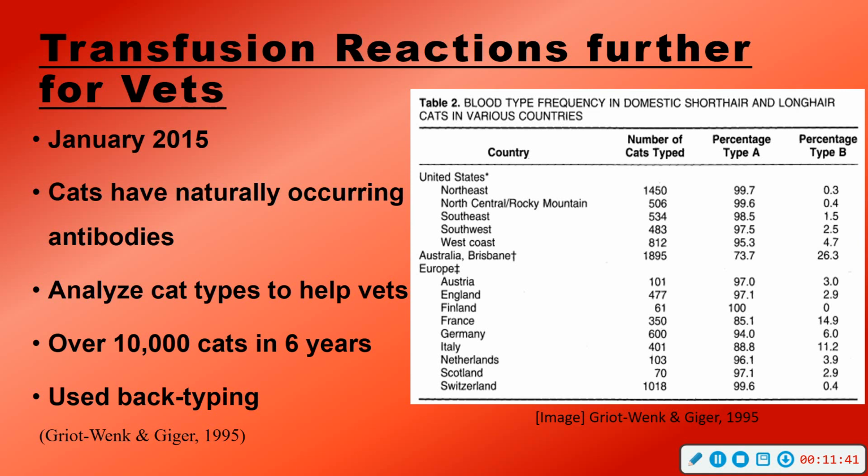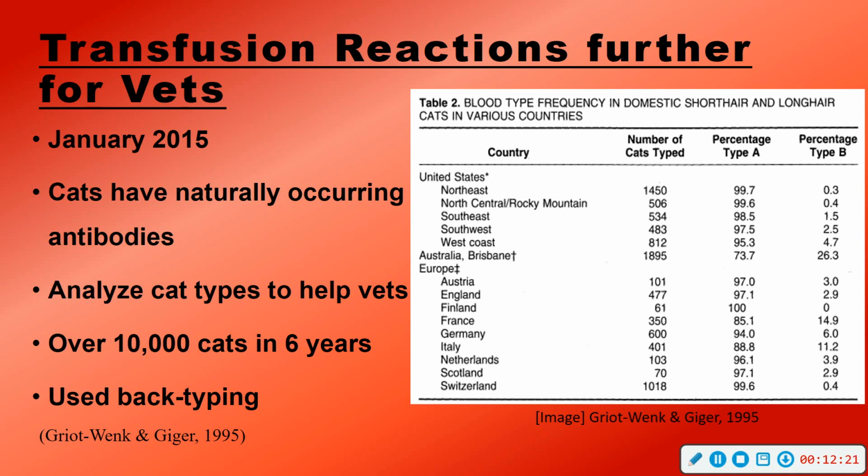And what they did was use a system called back typing. This is similar to blood typing, but they tested the blood types that they knew against the patient's plasma to see if clumping occurred. That's how they went through a process of elimination to determine what blood type the cats were. And what they learned was cats have 3 basic types: A, B, and AB.